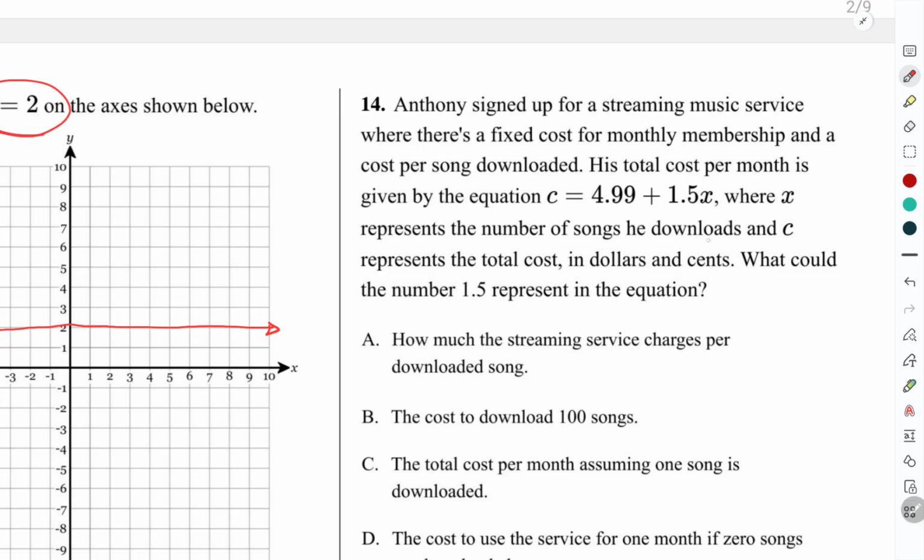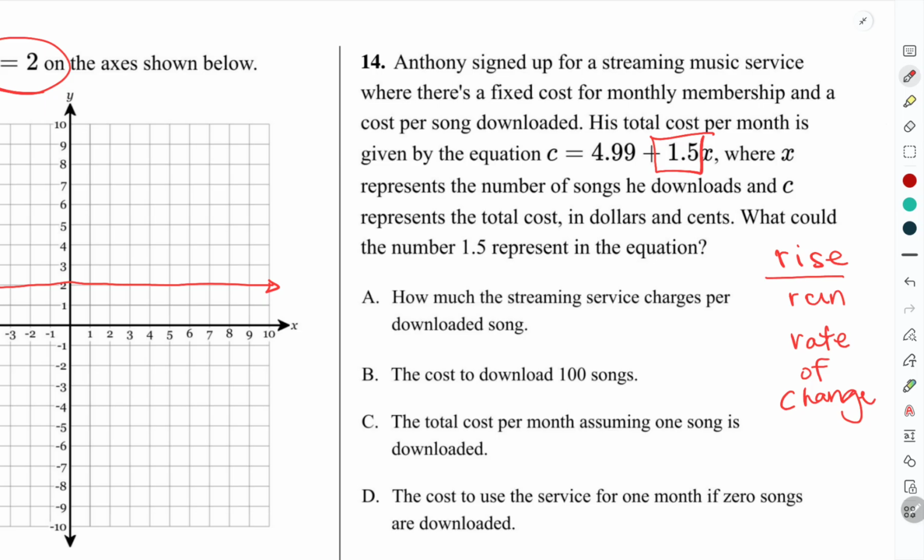X represents the number of songs he's downloaded, and C represents the total cost. What would the number 1.5 represent in this equation? 1.5 is the slope. Slope is rise over run. It is a rate of change. This is where the word change becomes important.